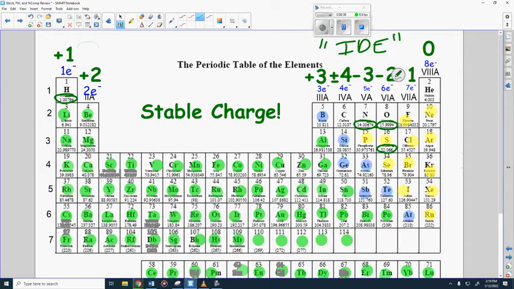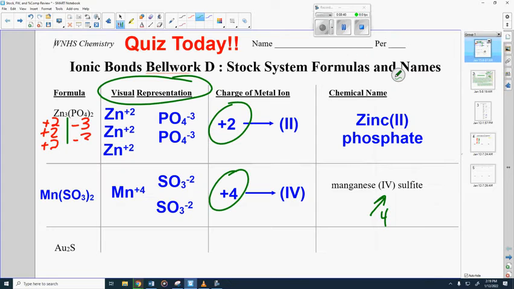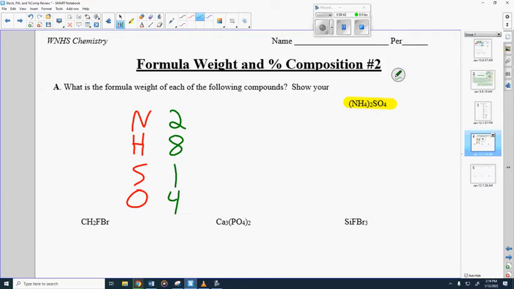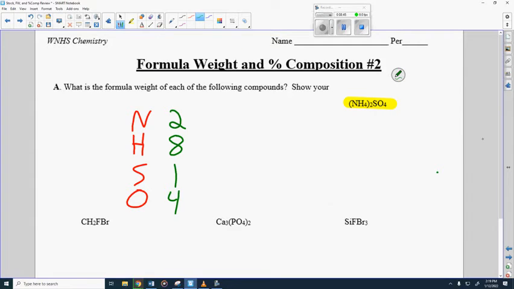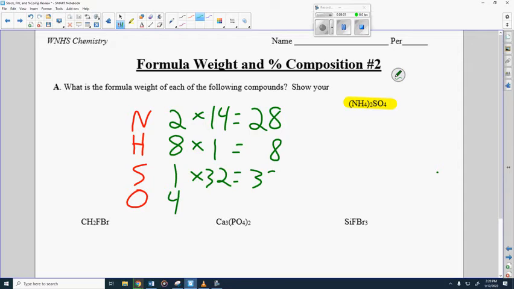Now you will probably memorize some of these as time goes on, but you never have to. You'll always have these masses provided to you when you need them, on any quiz or test. All right. So I'm going to multiply each one of these by their individual masses. So nitrogen we just saw is a 14, so it gives us 28 from the nitrogens. Hydrogen's a 1. Gives us another 8. Sulfur is a 32. And oxygen's a 16.